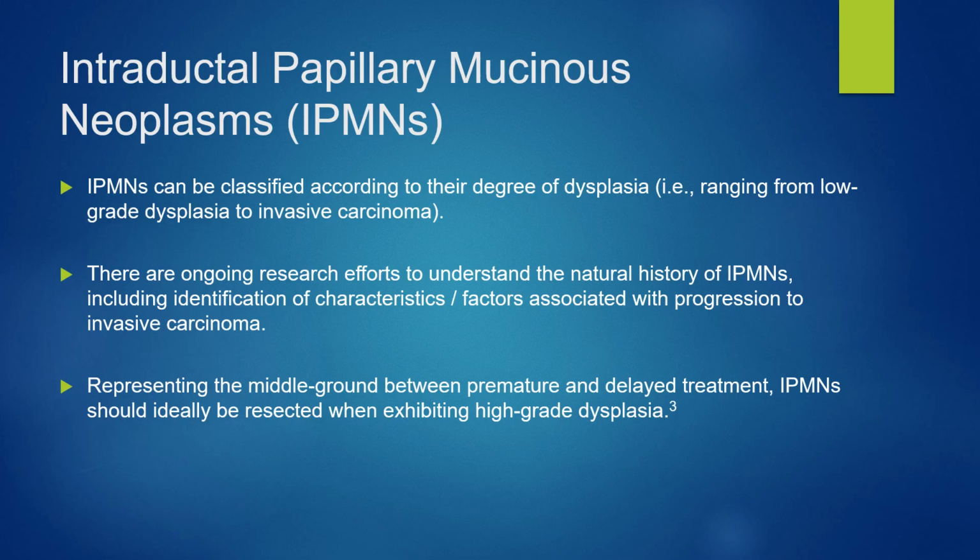And the current middle ground we have in terms of trying to mitigate the extremes of premature and delayed treatment is that optimally we would resect IPMNs that exhibit high-grade dysplasias. So we're avoiding resecting IPMNs that have low-grade dysplasia because we don't know if they're really going to progress. And of course, we want to intervene before we reach the stage of cancer.